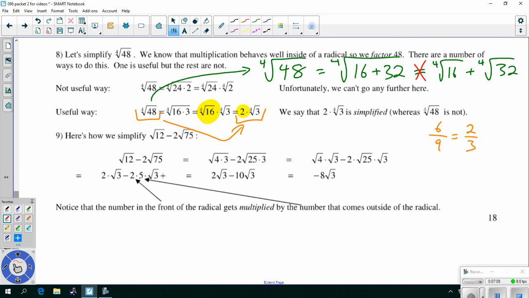Okay, let's take a look at number 9. Here's how we simplify square root of 12 minus 2 square root of 75. So we look at square root of 12. There are a few different ways to factor square root of 12. Could do 6 times 2 or 3 times 4. Only one of them is useful, so let's not factor 12 willy-nilly.